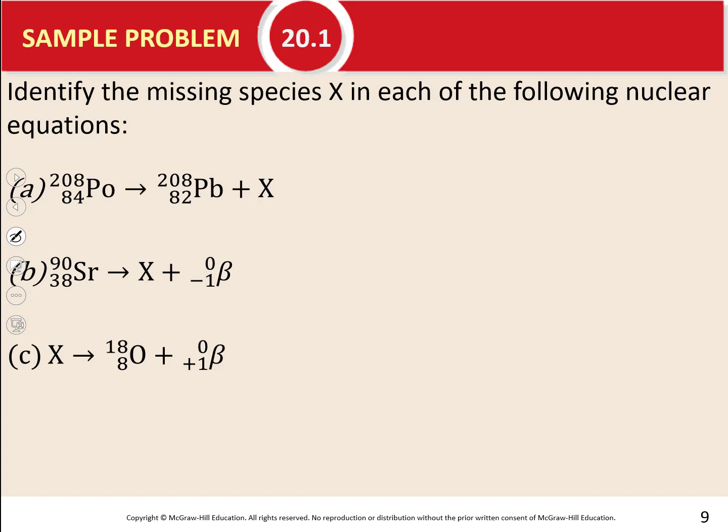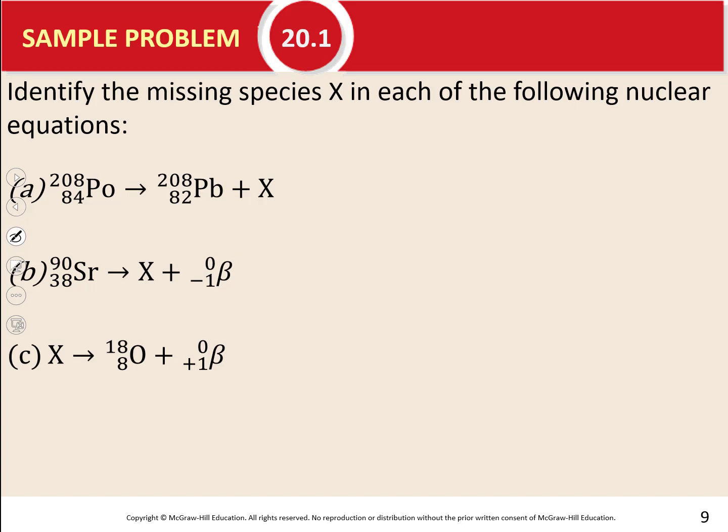So in the first one, I have polonium-208, and it has an atomic number of 84, and it's going to turn into lead-208 with an atomic number of 82 and release some particle X. To identify X, you must first identify its two numbers, its mass number and its atomic number.